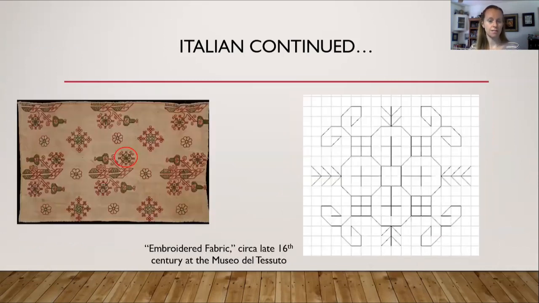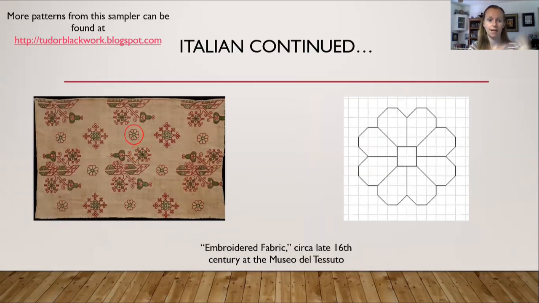Other examples of Italian blackwork from the 16th century is this embroidered fabric. It is at the Museo del Tessuto. If I mispronounced that, please correct me. Inside the red circle on the left-hand side, I have recreated that pattern and put that pattern on the right-hand side. And on that same sampler, you'll see it has a flower inside the red circle, and then I've recreated that pattern and put that on the right side as well. I have other patterns from this sampler. Please follow the link on the top left-hand side.